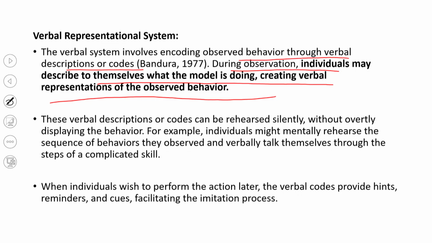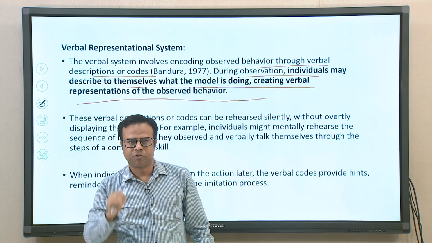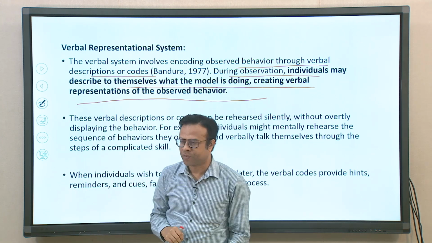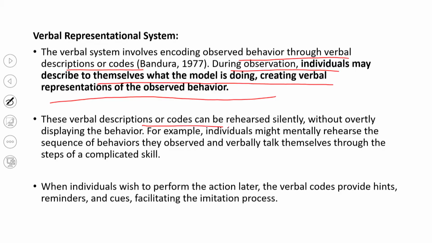So, you will be talking to yourself in terms of certain language. That is called the verbal representation system. These verbal descriptions or codes can be rehearsed silently without overtly displaying the behavior. An individual can mentally rehearse the sequence of behaviors they observe using certain language and verbally talk to themselves through the steps of a complicated skill and so on.